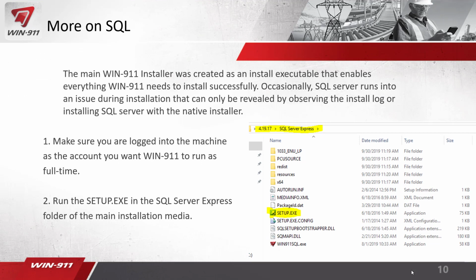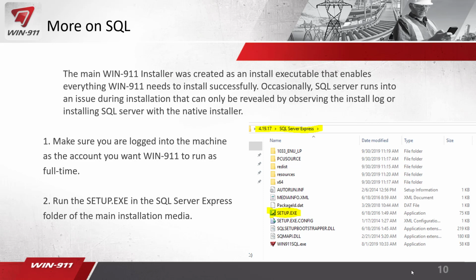Alright, now the main Win911 installer, this was created as an install executable that enables everything Win911 needs to install successfully. However, occasionally SQL Server is going to run into an issue during the installation that can only be revealed by observing the install log or by installing SQL Server from the native installer. So what does that mean? Our regular Win911 install exe is going to install SQL. It's going to do a lot of prerequisite checks, make sure that IIS is turned on, a whole bunch of other things in the background, and you might run into an issue where SQL is not getting installed successfully.